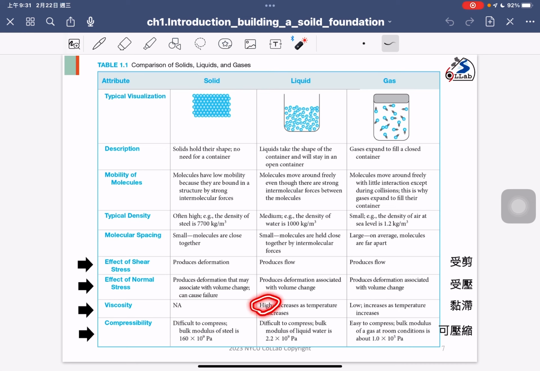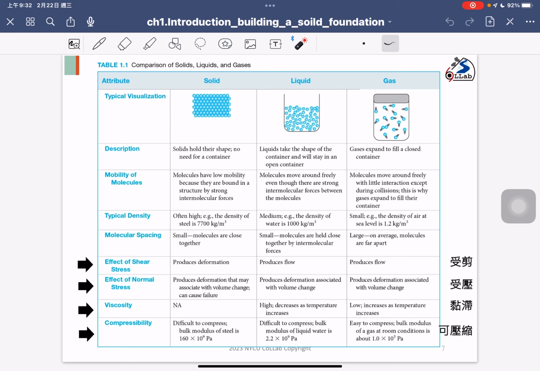But the viscosity of the liquid is higher than the gas. So you can see the liquid is high for the viscosity, and the gas is low for the viscosity. And they have different responses to temperature. For the liquid, the viscosity decreases as the temperature increases. But for the gas, the viscosity increases as the temperature increases. So they have different responses to the temperature changes.